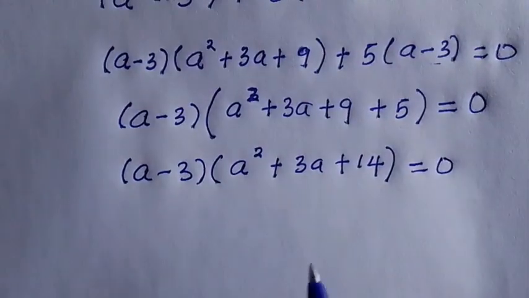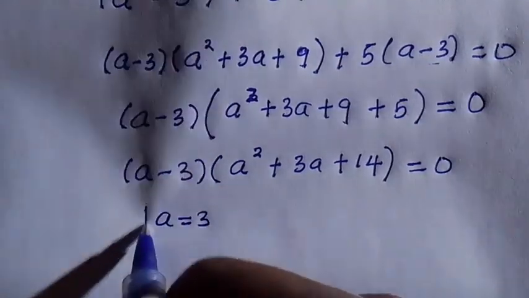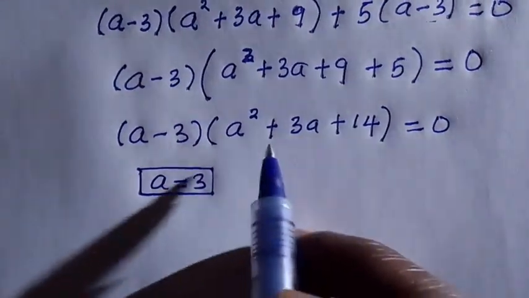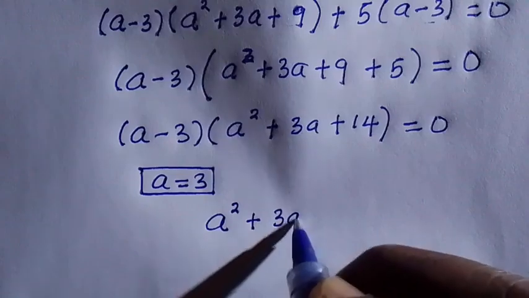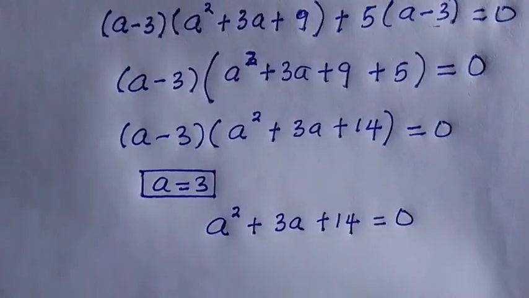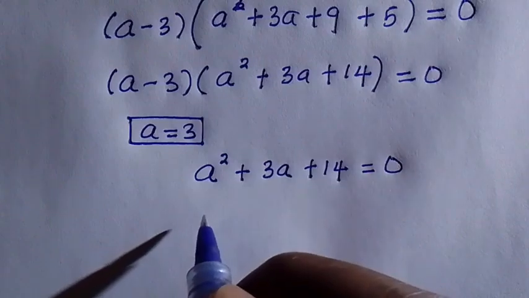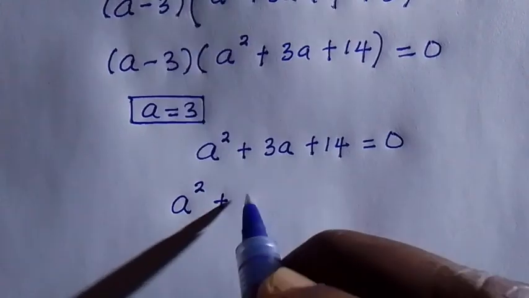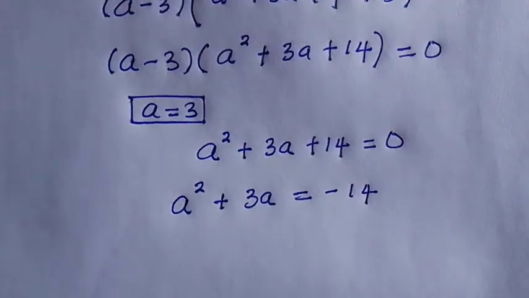On getting this, since we need 3 solutions here, from the first one it is clear that a equals 3 is one of the solutions that satisfy this problem. And to get the other solutions, we consider a squared plus 3a plus 14 equals 0. So let's say we transfer 14 to the other side. So we get a to the power of 2 plus 3a equals minus 14.